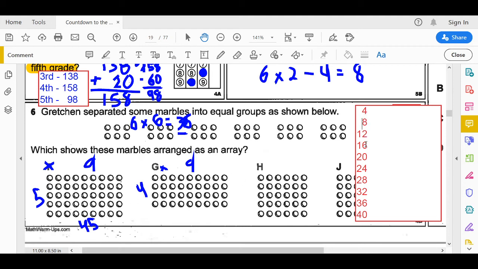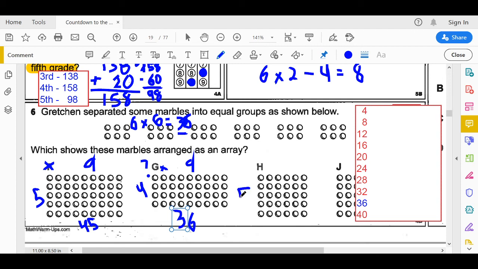1, 2, 3, 4, 5, 6, 7, 8, 9. That is 36. Let me change the color here too, so we can know the answer clearly. And that should be the answer here, 36. Well, we know that 36 is the same as 36 right there, so this might be the right answer. I'm going to put a question mark. Let's go to the next array.